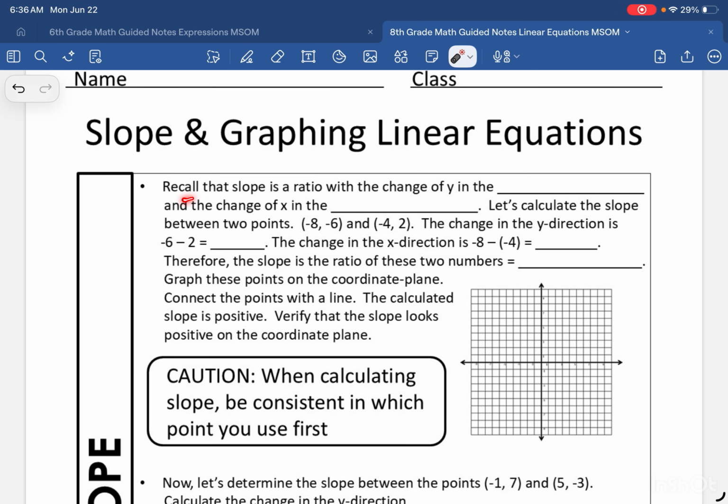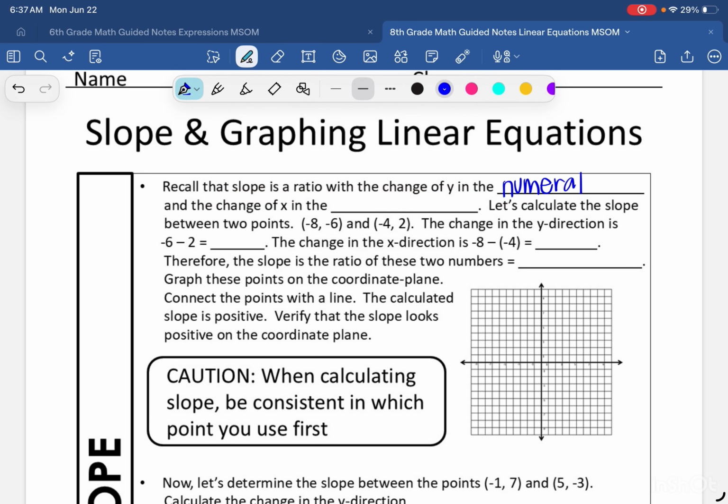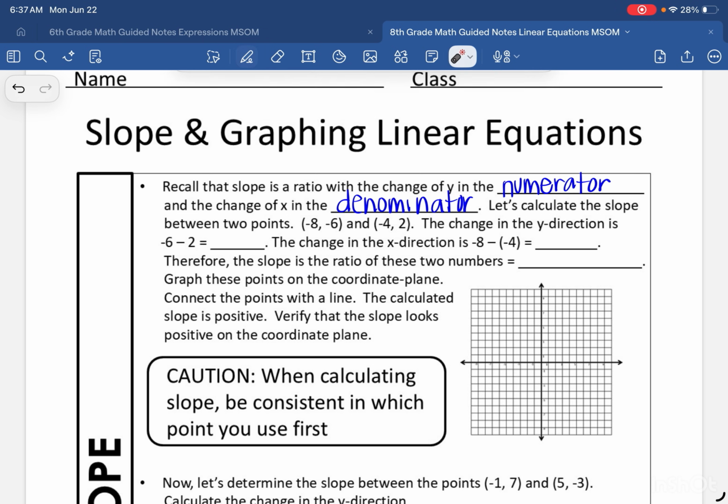Recall that slope is a ratio with the change of y in the numerator and the change of x in the denominator. Let's calculate the slope between 2 points, (-8, -6) and (-4, 2). So if I were to plot those points on a graph and connect the points to make a line, I want to figure out the slope of that line.